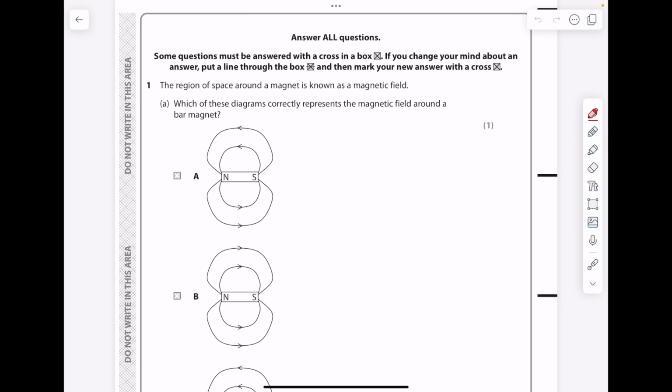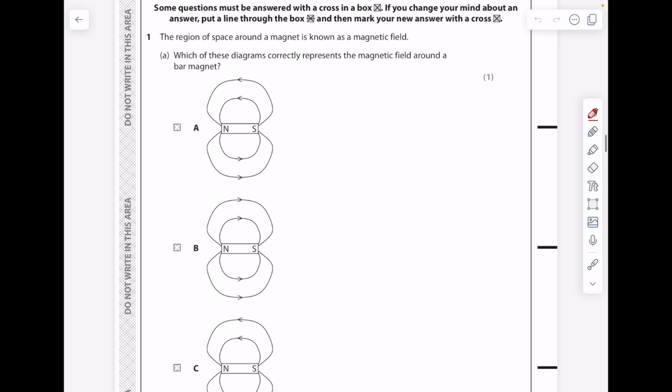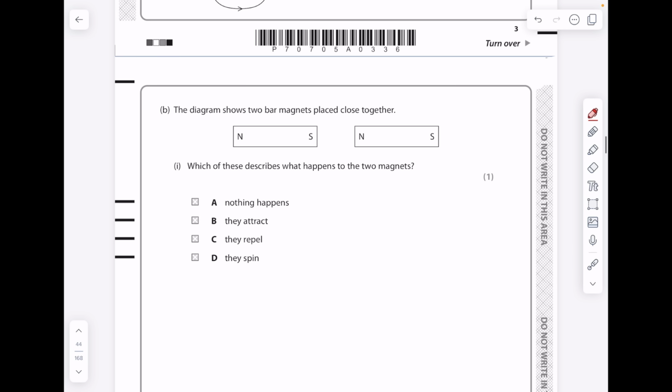The region of space around a magnet is known as the magnetic field. Which of these diagrams correctly represents the magnetic field around a bar magnet? So we need arrows pointing from north to south. Just look down these super carefully. That's going from south to north, so it's not that one. North to south, yep, that's fine. The answer is B.